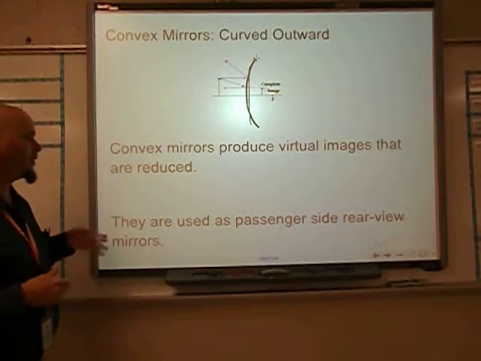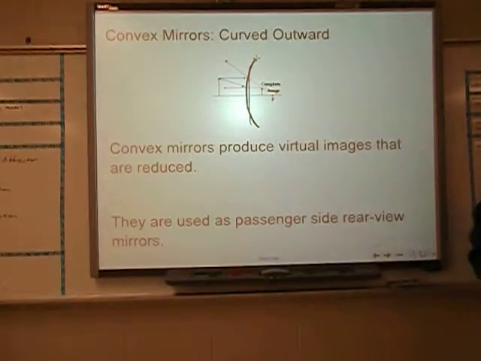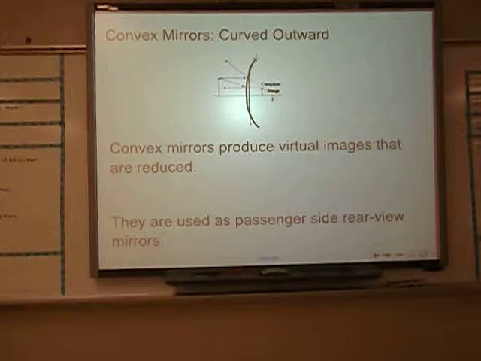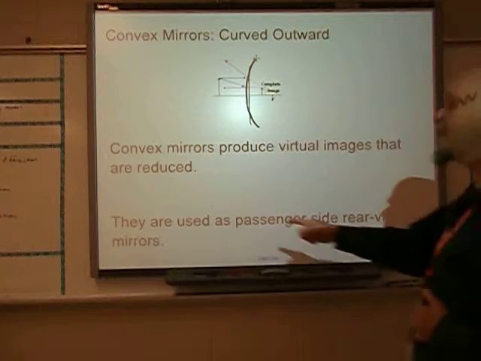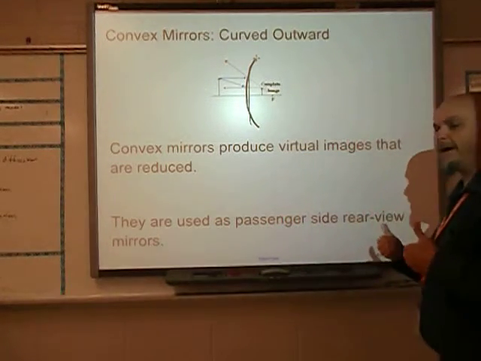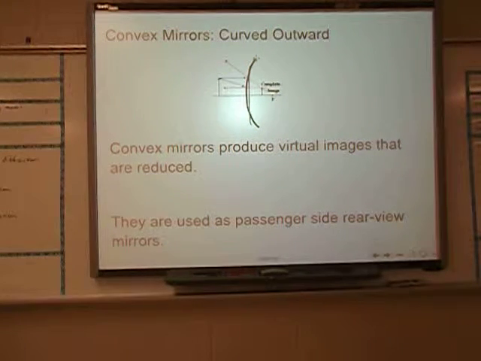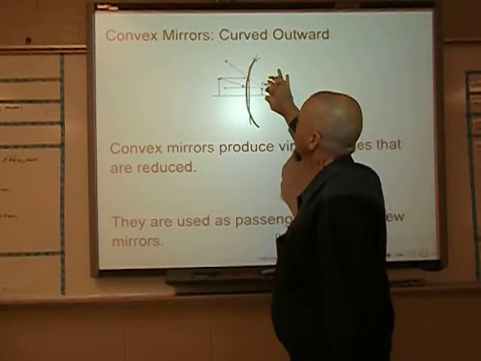An example of this type of mirror would be the passenger side rear view mirrors of a car. The passenger side rear view mirrors of a car say objects are closer than they appear. When you look at a car in the rear view mirror on the passenger side, it appears further away than what it really is because the image is reduced. It's smaller than actual size. And our brain equates smaller images with things that are further away. So the cars that are there appear further away than what they really are because the image is reduced.